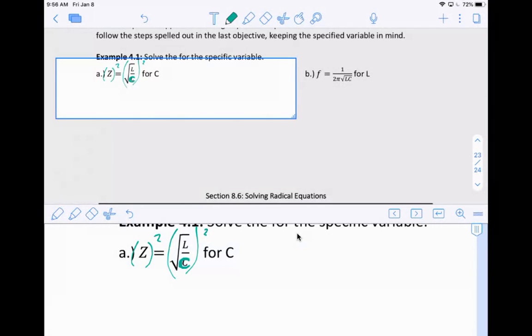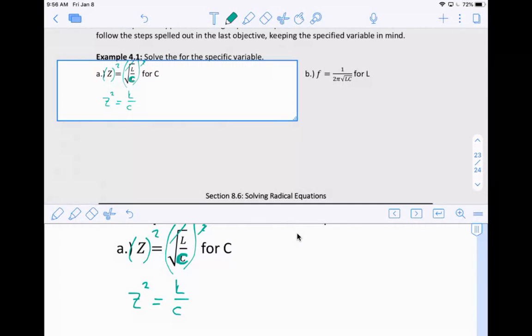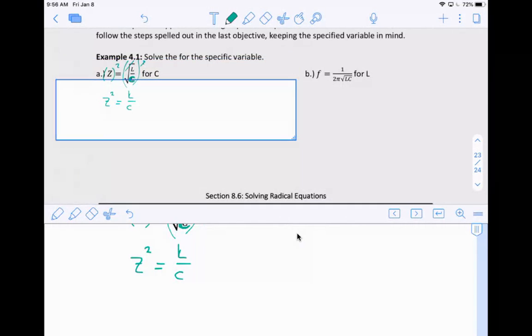Now, I don't know what z squared is, so I can't actually compute that on the other side, but I sure can write z squared. That's what I have now. And the square root is still going to cancel on this side. Now, C is in the bottom. Flashback to rationals. How do you get things out of the denominator? You multiply them. Even though this is the variable in question, I am more than welcome to move it.